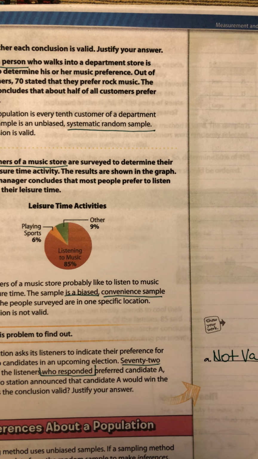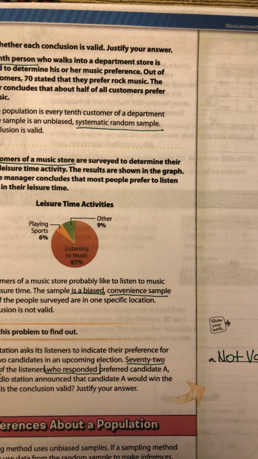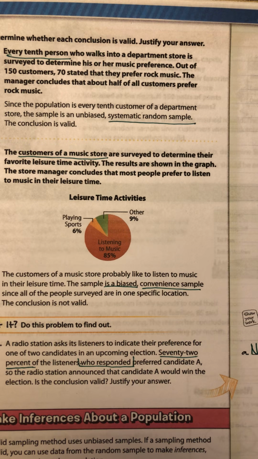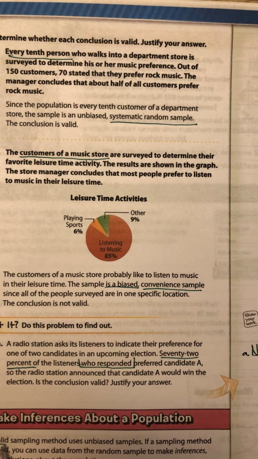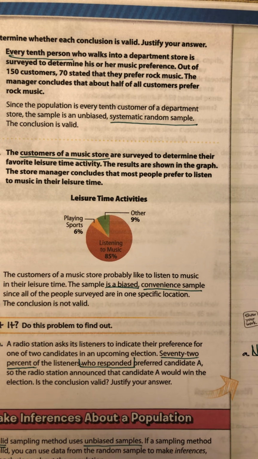Okay, so now we're going to make inferences about a population. A valid sampling method uses unbiased samples. So in order for it to be valid, it has to be unbiased. If a sampling method is valid, you can use the data to make inferences or conclusions about the population.